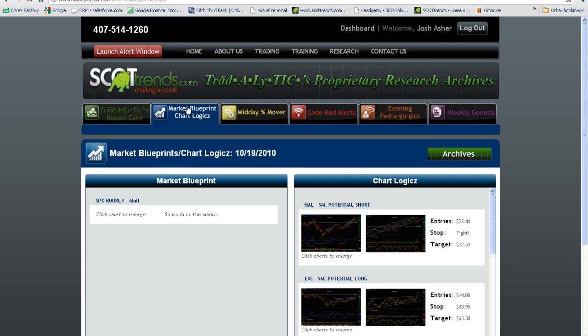So you're going to notice as we go through the site, it just moves left to right. Left to right. Very simple. And the first thing I want to do is go on to Market Blueprint and Chart Logics. Market Blueprint is the overall big picture of the market.